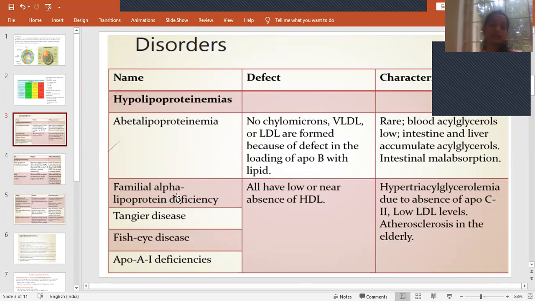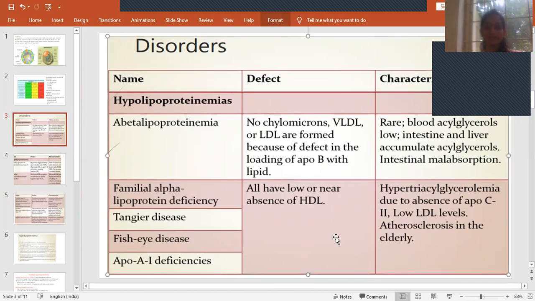And then familial alpha lipoprotein deficiency is caused due to the absence of ApoC2. So here there will be low levels of HDLs, and low levels of LDL can also be seen. But triacylglycerolemia will be there. That means triacylglycerols will be more. It leads to atherosclerosis in elderly patients.